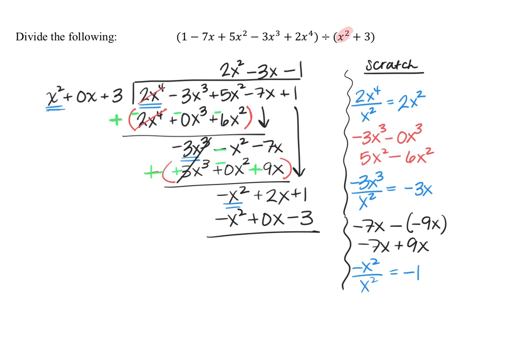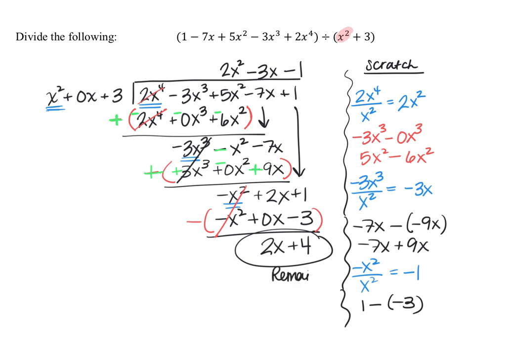Red pen, subtract very carefully. We've got negative x squared minus negative x squared, which subtracts out. 2x minus 0x is 2x. And then again, be careful here. This is 1 minus negative 3, which of course is 1 plus 3, which will leave us with a positive 4. Now, this entire expression here is our remainder.